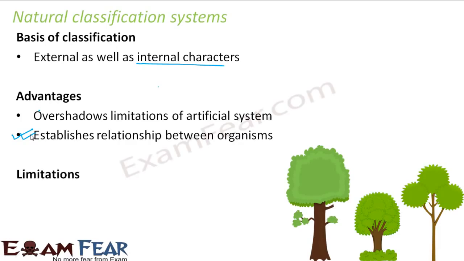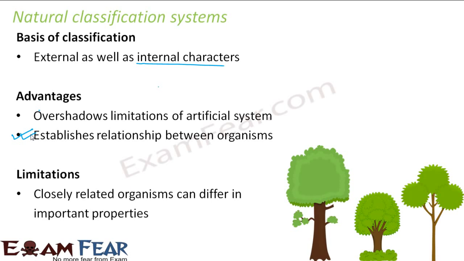But again, even this system had certain limitations. There were some disadvantages associated with this system as well. Closely related organisms can also differ in important properties. Even though two organisms have a lot of similar external characters and a lot of similar internal characters, it was seen that they differed from each other in some very important properties. One of the best examples would be the pathogenic bacteria and the non-pathogenic bacteria.